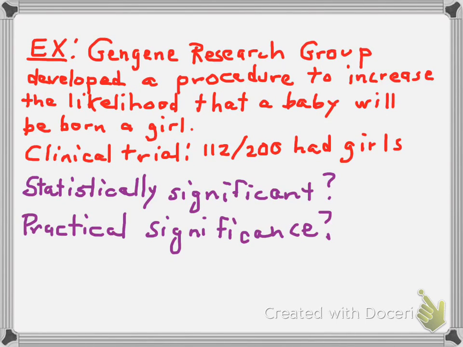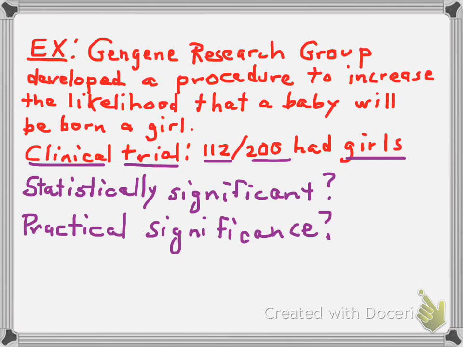An example of number 8, where we're looking at the conclusions: Gene Research Group developed a procedure to increase the likelihood that a baby would be born a girl. In a clinical trial, 112 out of the 200 couples studied actually had girls. What we want to do is a statistical test to determine if it's statistically significant, and we also want to look then at the practical significance of that.